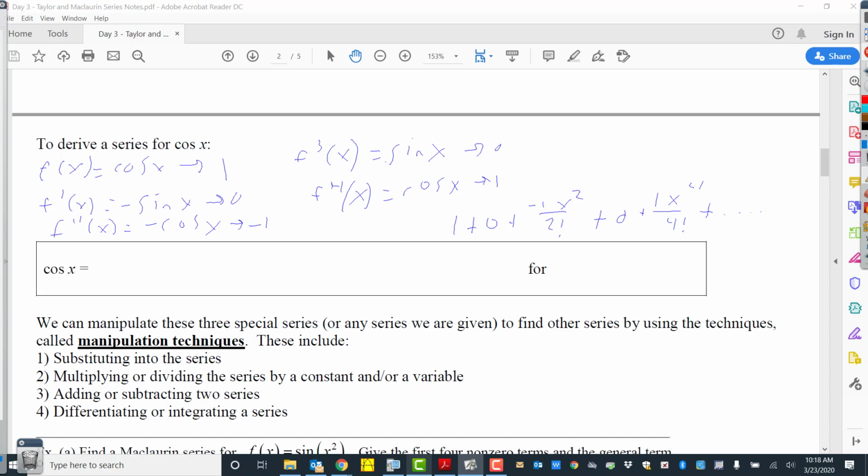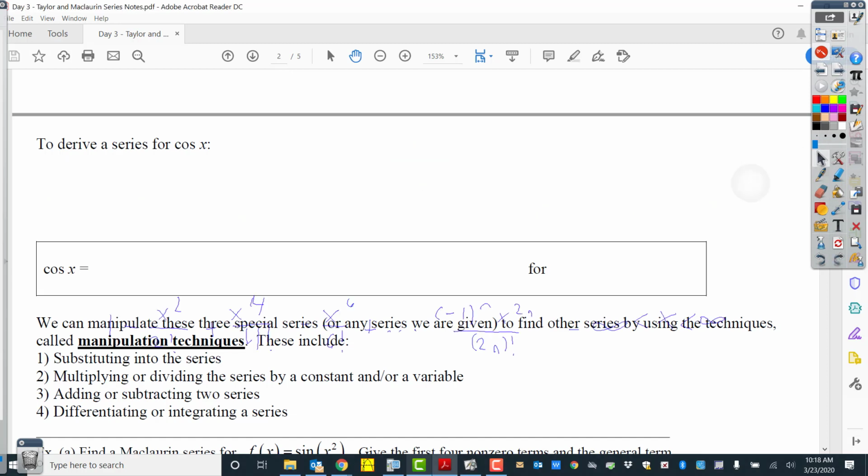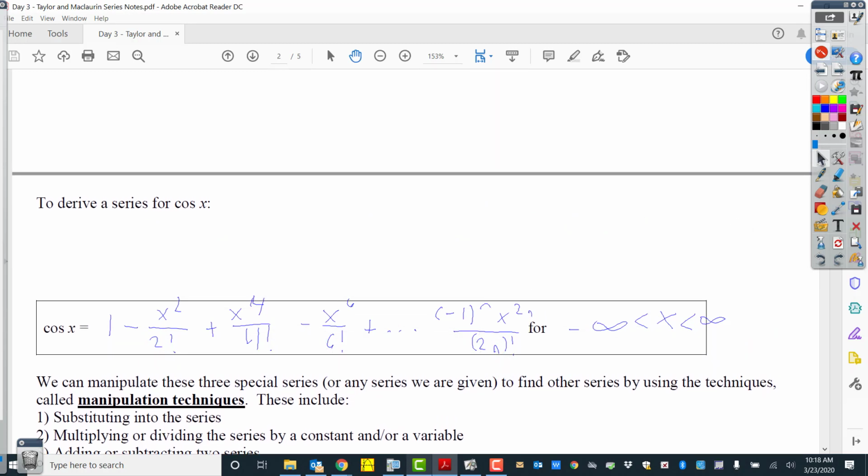So it looks very similar, except now we're using even terms. Instead of using the numbers for odd, we're going to use the numbers for even. So 1 minus x squared over 2 factorial plus x to the 4th over 4 factorial plus on and on. And we end up with negative 1 to the n, that's still the same, we want the first one positive, second one negative, and x to the 2n over 2n factorial, because 2n will give us an even term every time. Once again, this one will be the same from negative infinity to infinity.